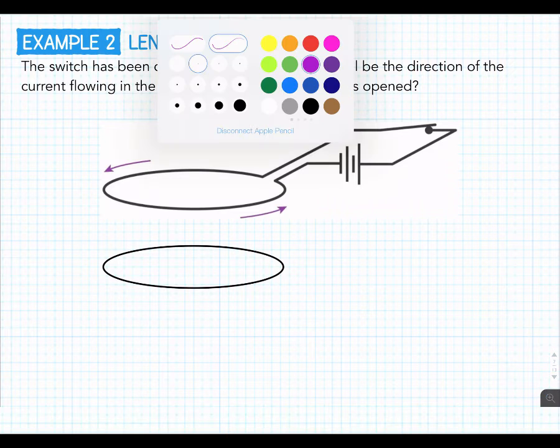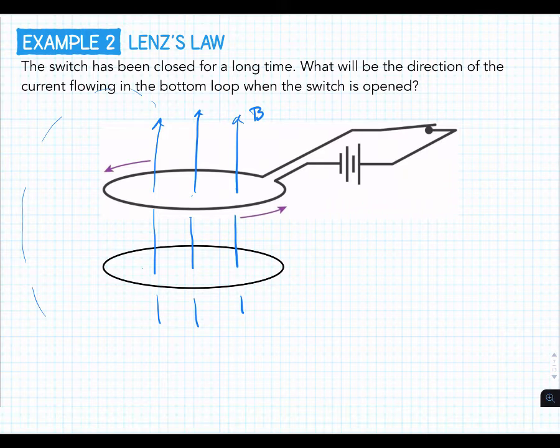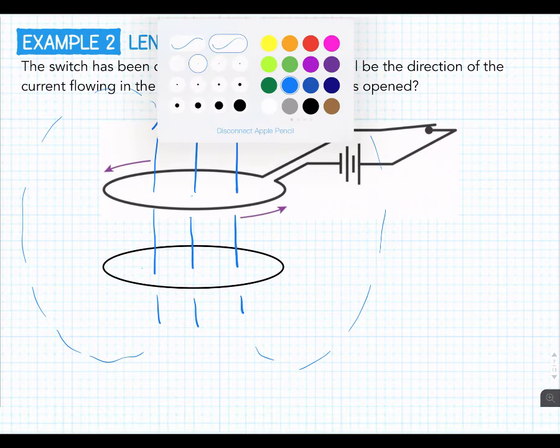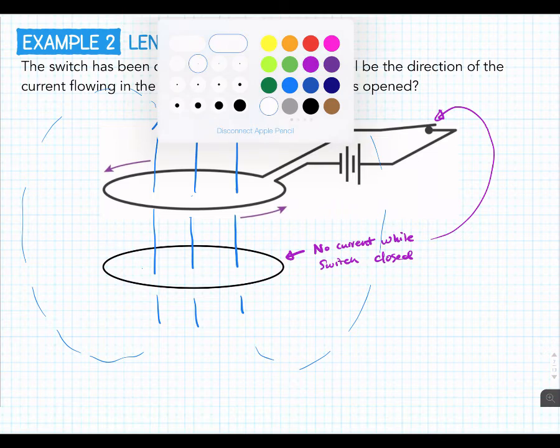Which way does the magnetic field point? The initial one should be up there. Up. So right now we have a constant magnetic field that points up. So in this loop, it also points up. And the switch has been closed for a long time. So while the switch is closed, do we have any current in this loop? No. When we open the switch, are we going to have current in that loop?